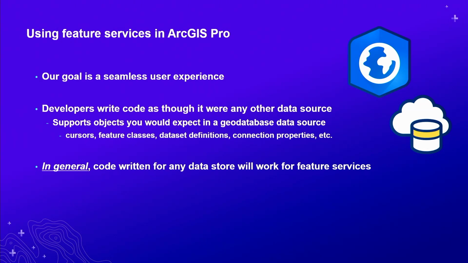When working with feature services in Pro, your data and layers should behave just like other geodatabase data sources. Now, this is mostly true, but of course we wouldn't have this session if it were entirely that simple. Mainly as developers, you will write code as if it were any other data store, the main difference being how you connect via the URL to the data. Feature services will support the same types of objects that you would get from other data sources.